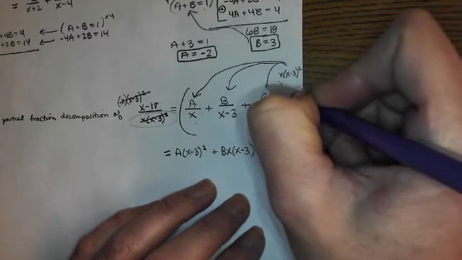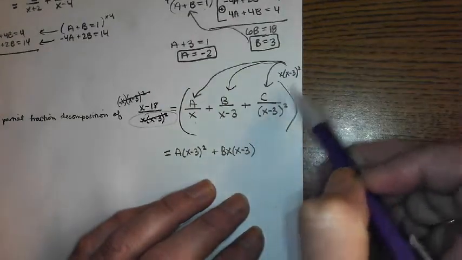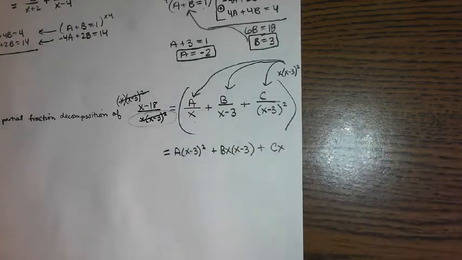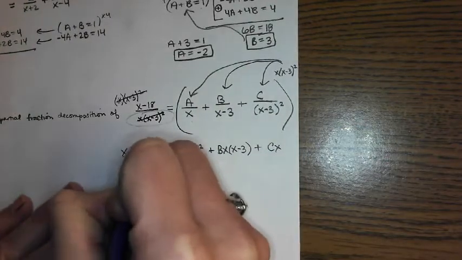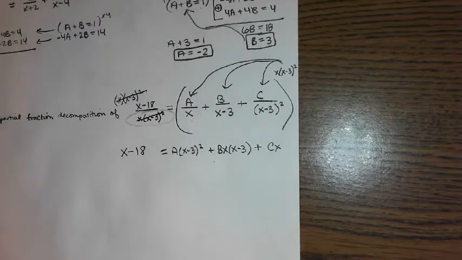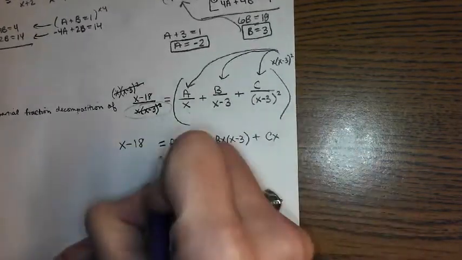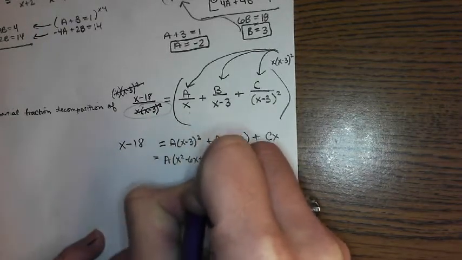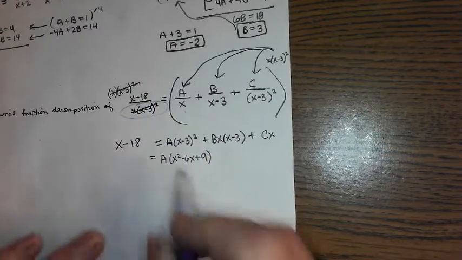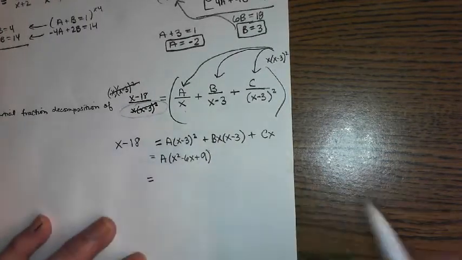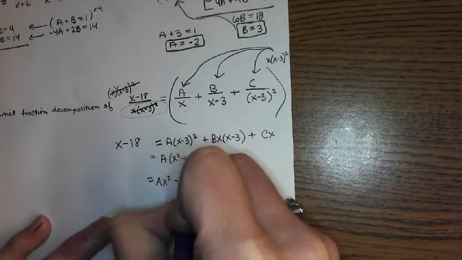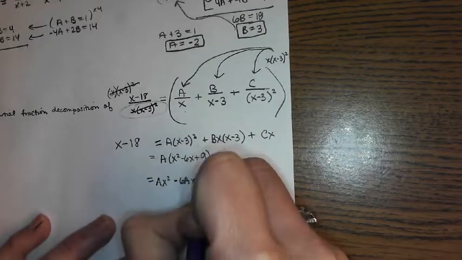And when I distribute it to the c, the x minus 3 squareds cancel, and I just have plus cx. And all of this is supposed to equal x minus 18. So I've got some cleanup to do over here. This is a times x squared minus 6x plus 9 when you square that out. And then you should distribute your a, so you're going to get ax squared minus 6ax plus 9a.